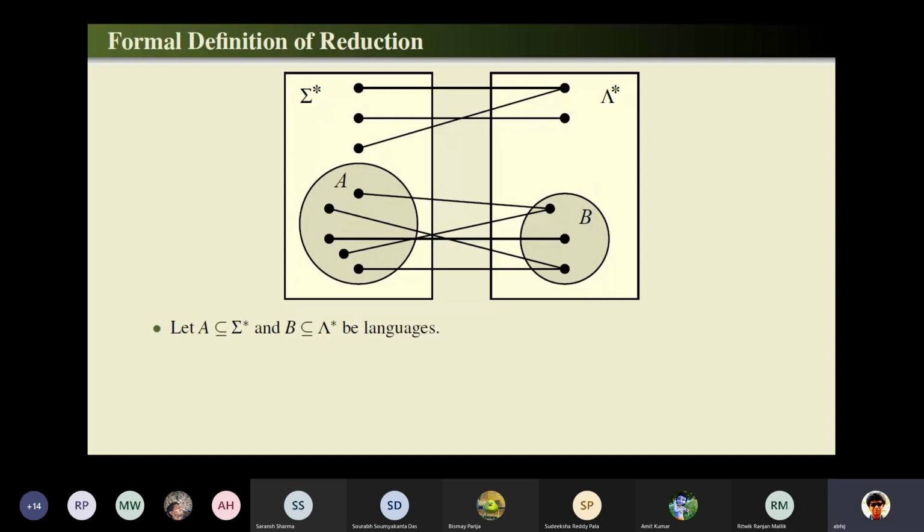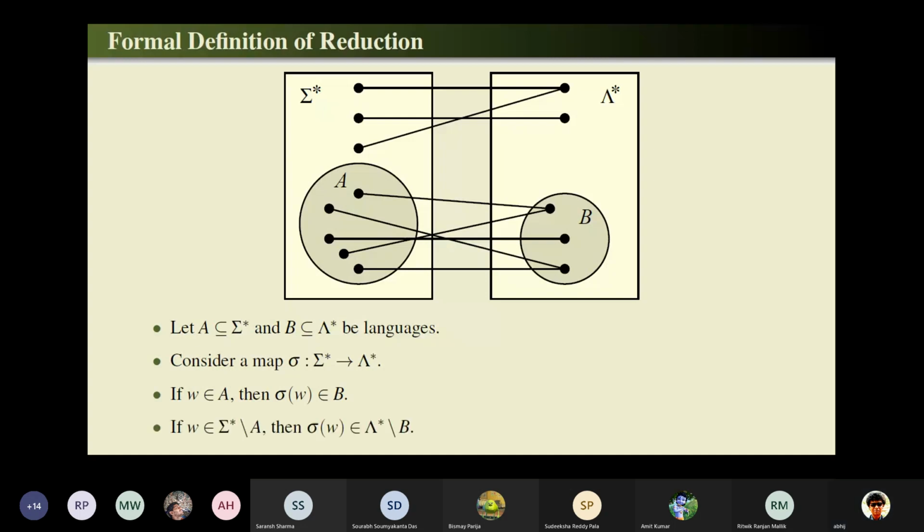So, in words, let A and B be two languages. Consider a map, sigma, from the entire sigma star to lambda star. If W is in A, then the image will be in B. If W is not in A, that is, in the complement of A, then its image will also be in the complement of B.